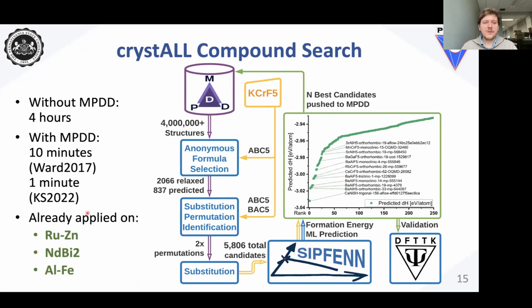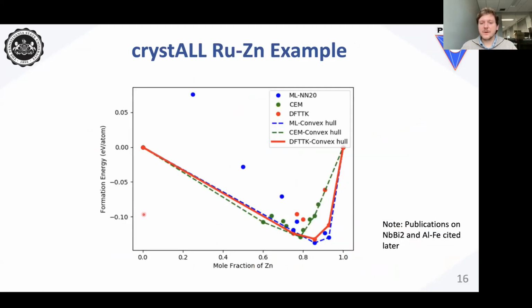Without MPDD, if you wanted to run it on your local system, this would usually take about 4 hours. This doesn't sound like a lot, but if you want to do it for, let's say, 100 compounds or 1,000 compounds, this grows very quickly. While with MPDD, it takes about 10 minutes if you use Orb 2017, or about 1 minute if you use KS 2022. So very, very nice framework. We hope to release it to the public in about a couple months. And it's already showing as a very powerful tool.